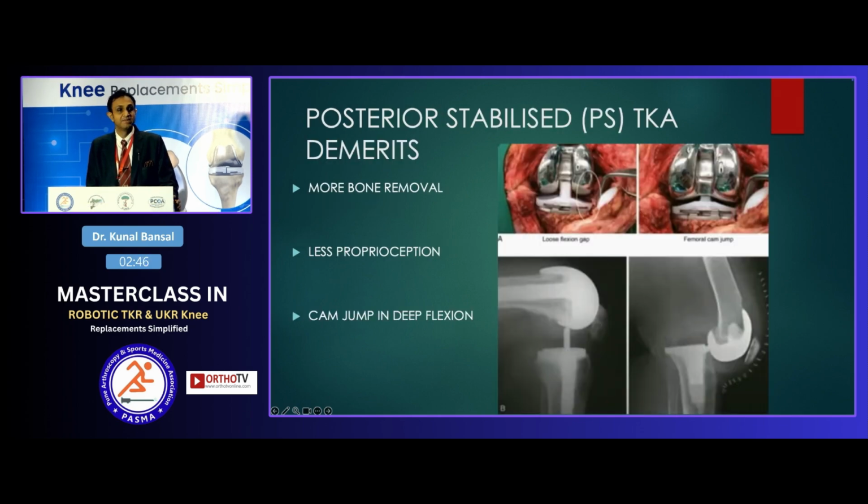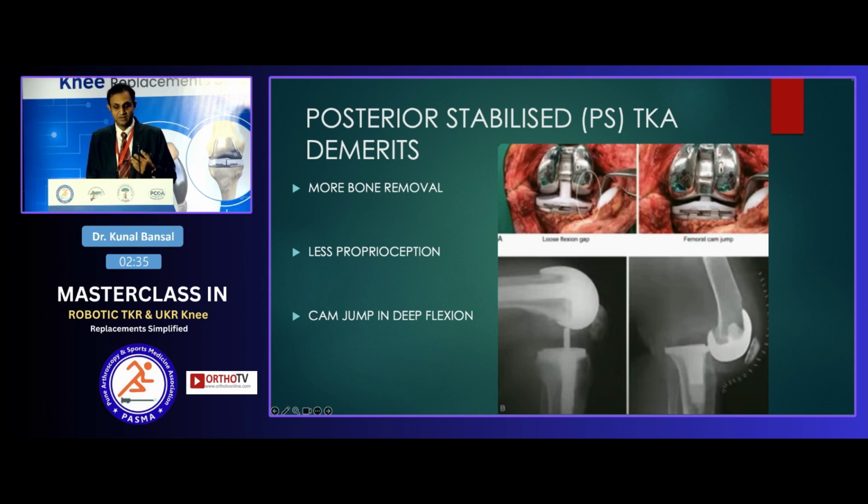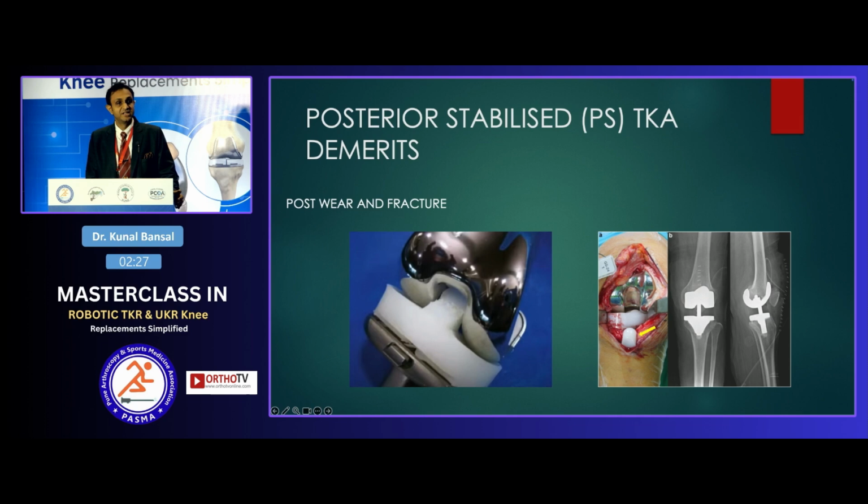So what are the demerits of a PSTK? More bone removal as we are completely taking the box cut, less proprioception as ACL and PCL are both out, and one of the very common but neglected complications is the cam jump in deep flexion. What are the other demerits? Because the cam mechanism is present, there is a lot of post-wear and breakage and wear and tear of the poly, but because of the newer designs, the highly rectangular shape of the post has now been modified and made a narrower, smoother post, so the chances of post-wear are now less.